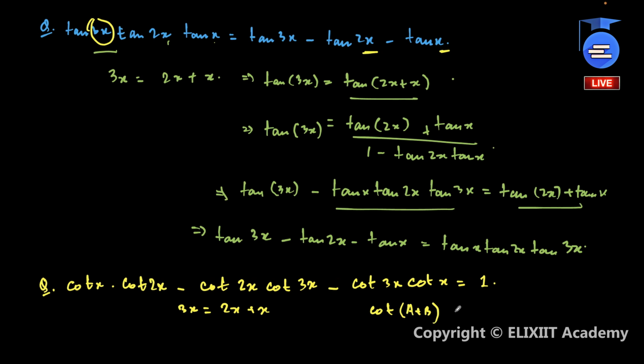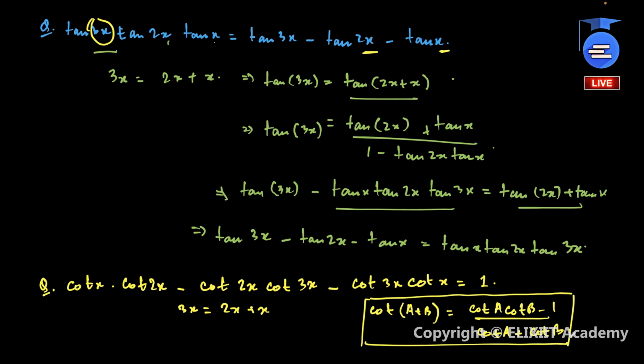Cot a plus b is what? Cot a cot b minus 1, divided by cot a plus cot b. Okay, so you have to use this relation in order to prove this. Okay, so this is your homework. You will try this out for your homework.